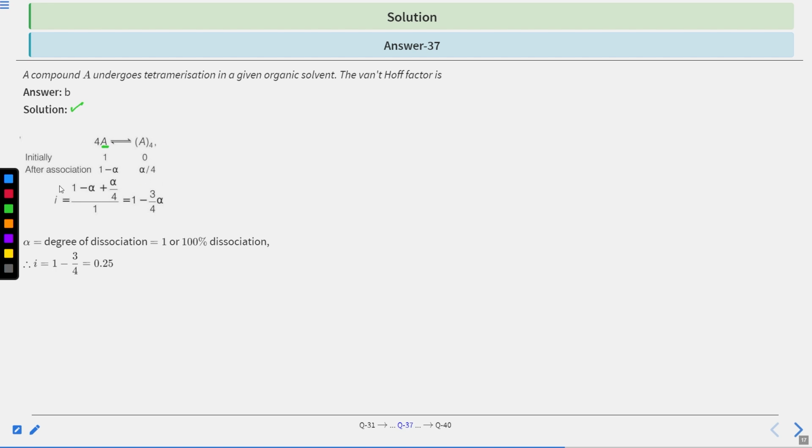So i will be equal to the total moles, which equals 1 minus alpha plus alpha by 4, which is 1 minus 3 alpha by 4. And alpha here is the degree of association, and it equals 1, or we can say that 100% association is happening. So on putting alpha equal to 1 in this equation, we have i equals 1 minus 3 by 4, which is 0.25. Hence, option B will be the correct answer.